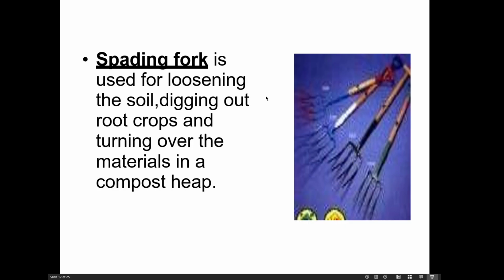Kaya spading fork. So, used for loosening the soil, digging out root crops, and turning over the materials in a compost heap. Yan. So, fork. So, yung iba, ginagamit yan, loosening daw ng soil. Pwede rin pang hukay or pang tanggal ng mga roots.